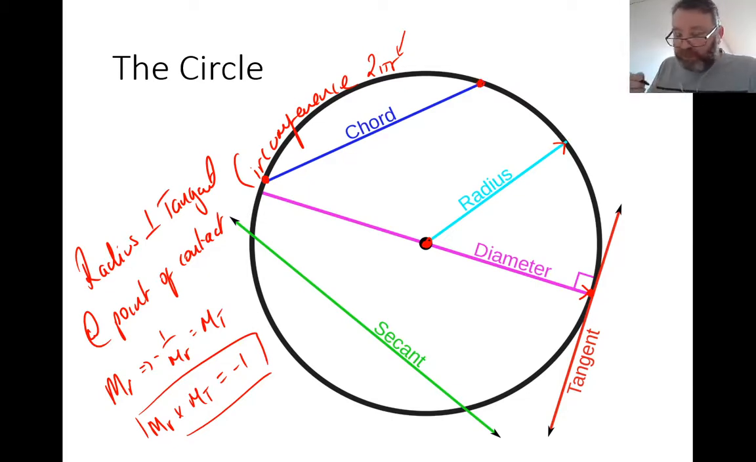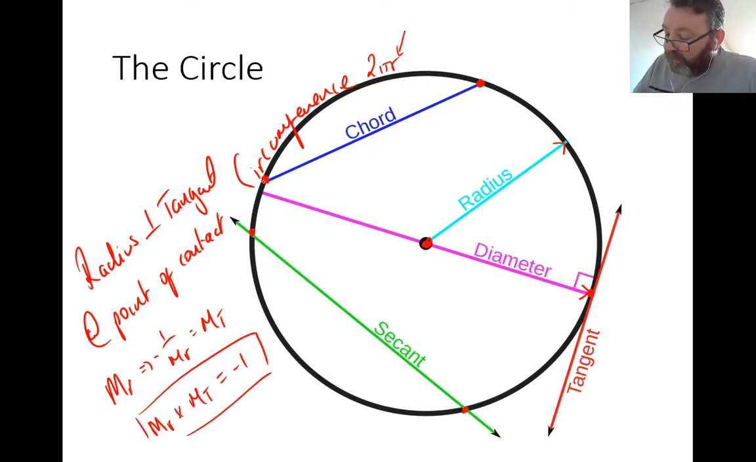Okay, that's all that a chord is. And what's a secant? A secant is a line that intersects the circle at 2 points. So the tangent cuts it once, a secant goes through the circle and hits it in 2 different places. Again, not going through the center in this case here.